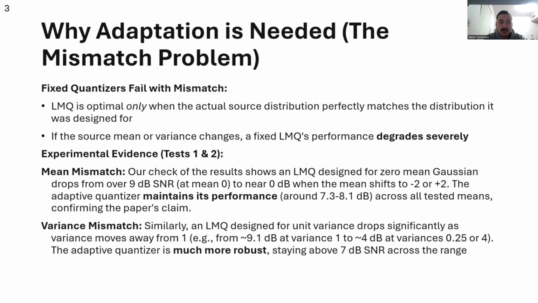Similarly, in test 2, variance mismatch, an LMQ designed for unit variance sees its performance drop significantly as the source variance moves away from 1. The adaptive quantizer is again much more robust, staying above 7 dB across the range of variances tested, clearly outperforming the fixed LMQ in mismatch conditions.